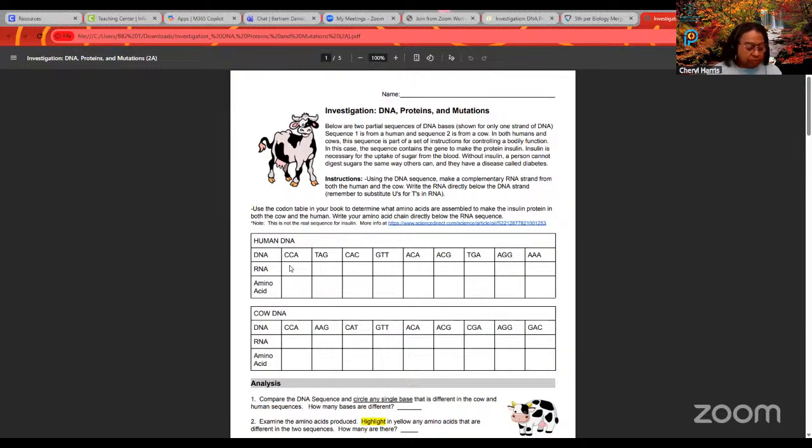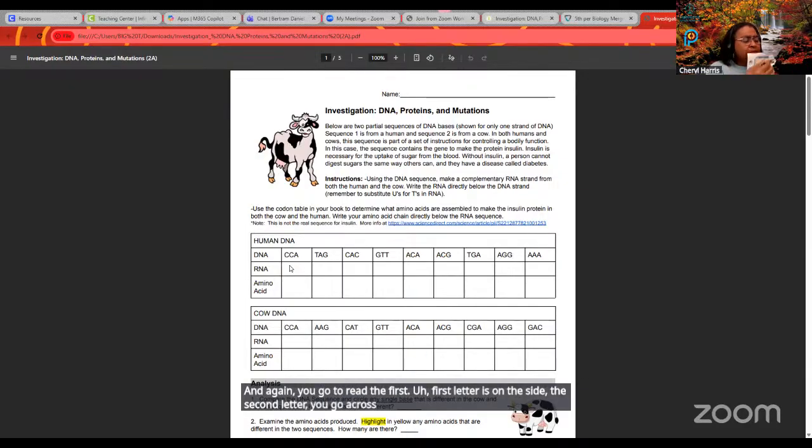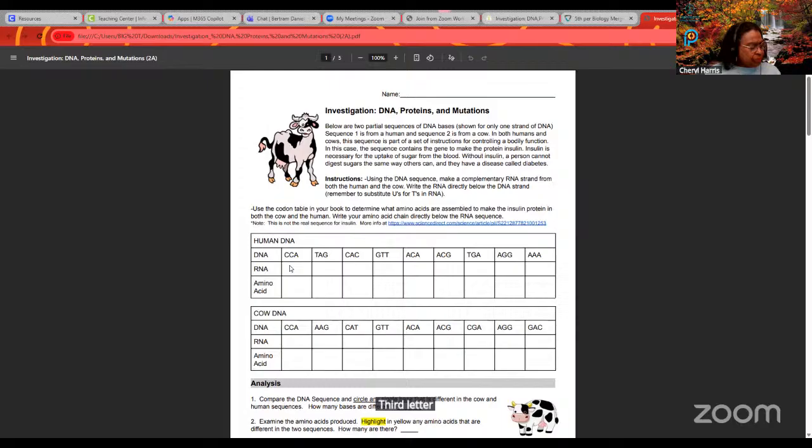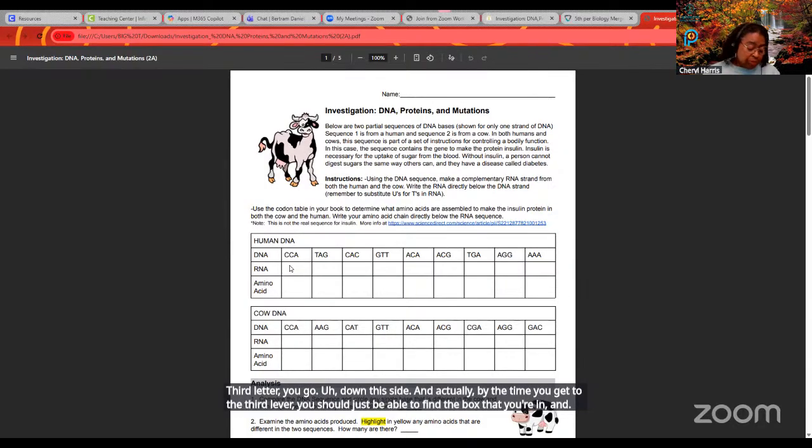Okay, so the first box is CC. If you've got your chart, you read the first letter on the side, the second letter across the top, and the third letter down the side. Actually, by the time you get to the third letter, you should be able to find the box you're in and find the third one within that box. All right, so we have CCA as our first one.